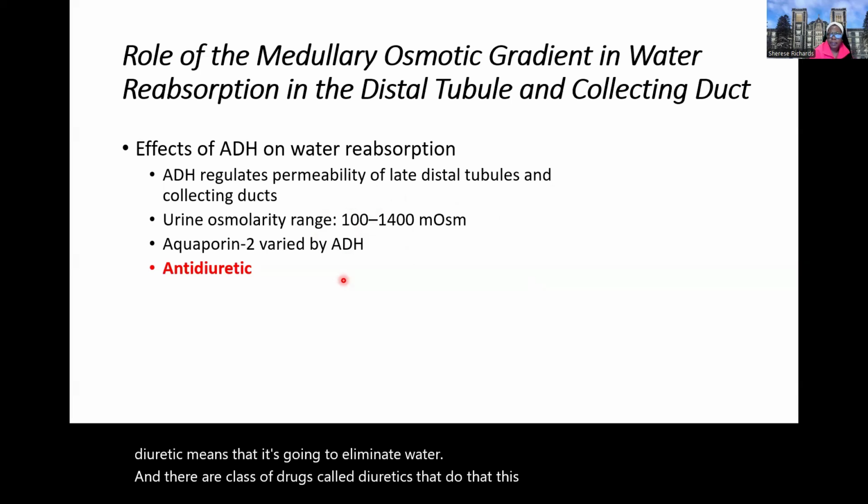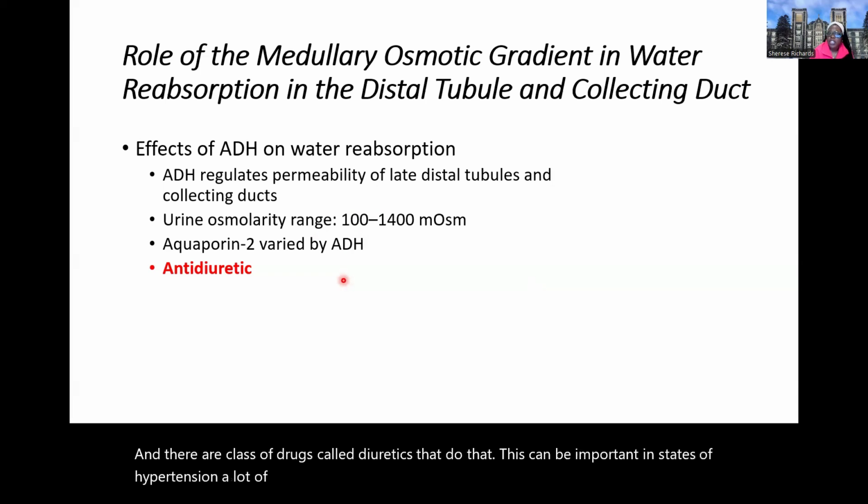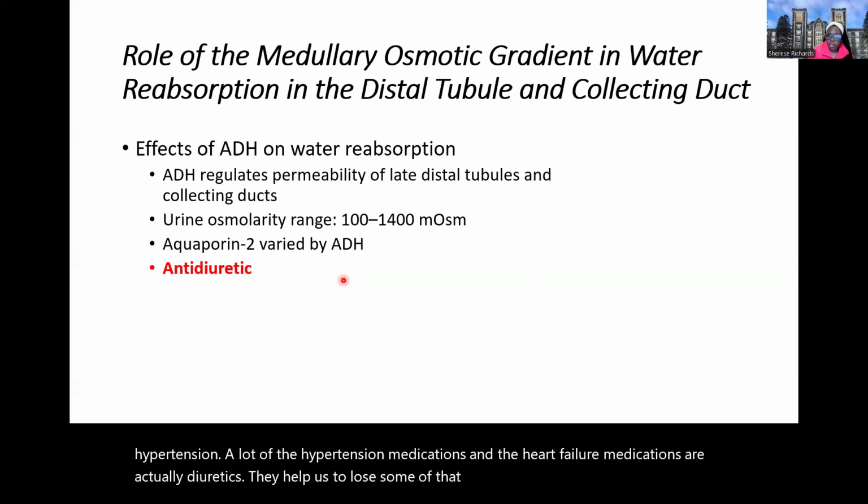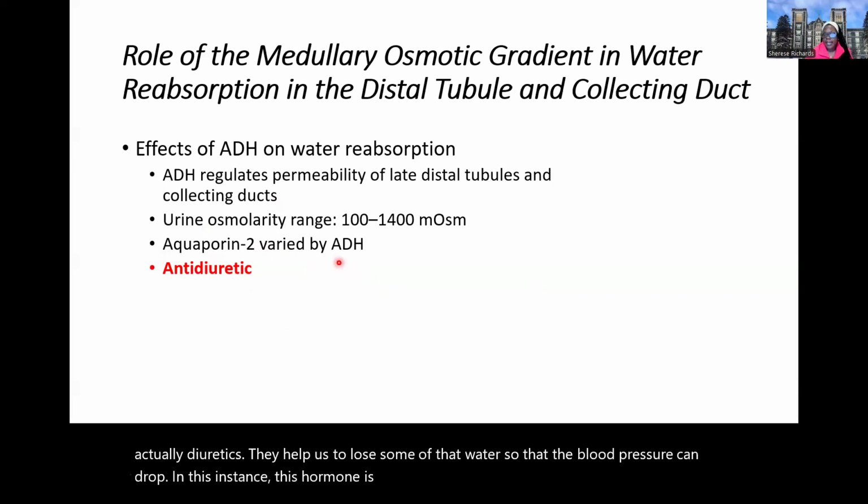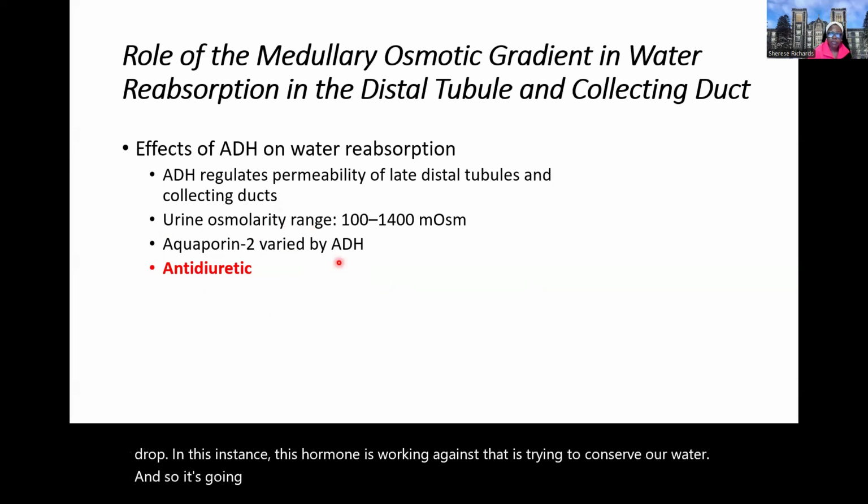This can be important in states of hypertension. A lot of the hypertension medications, some of the heart failure medications are actually diuretics. They help us to lose some of that water so that the blood pressure can drop. In this instance, this hormone is working against that. It's trying to conserve our water. And so it's going to insert these channels so that we can reclaim it by reabsorbing it in the distal tubule.